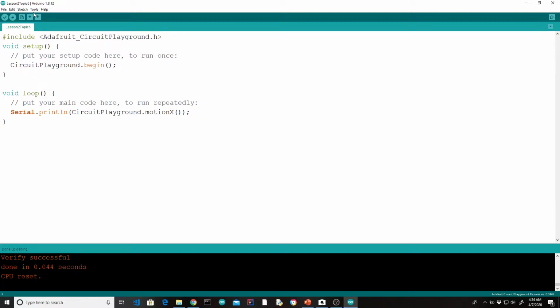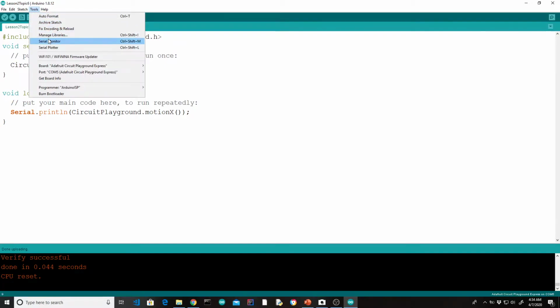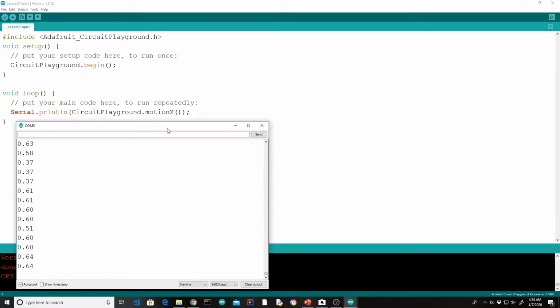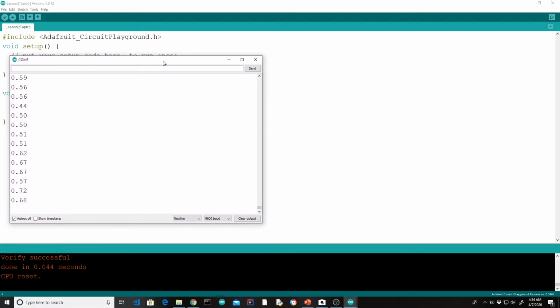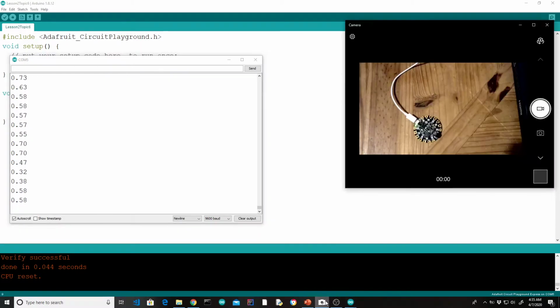Okay, so let's open up the accelerometer. We should be getting some numbers popping up on the screen. The numbers are definitely coming up a lot quicker. That's because we haven't put a delay in. But I think the numbers are stable enough that we can figure out what they're doing. Let's bring up the camera.